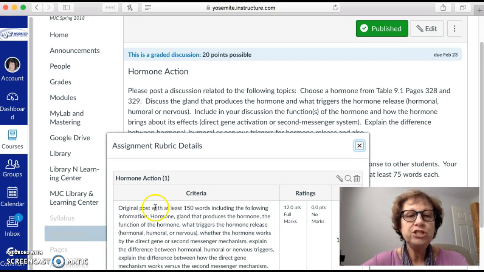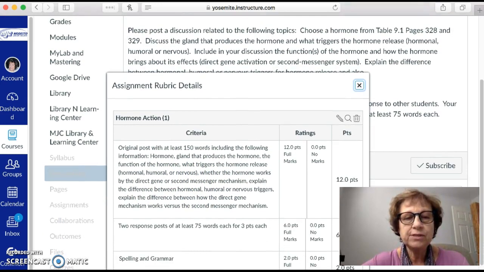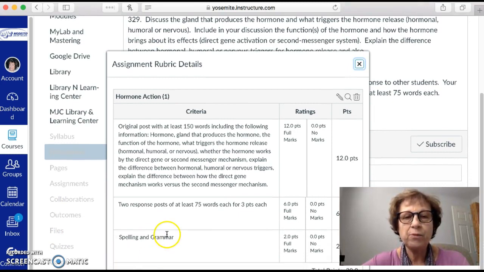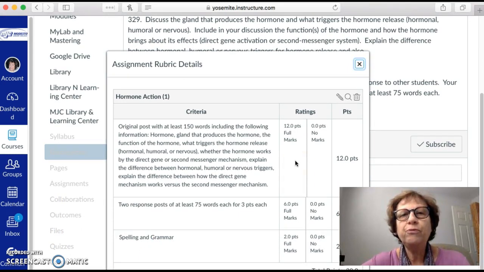So you need an original post of 150 words, and it tells you the details to include. Also, you need the response posts and spelling and grammar. So there are 12 points for the original post, 6 points for the response posts, 3 points each, and 2 points for spelling and grammar. So be sure on all your assignments that you consult the rubric to be sure you get all the points that are possible.